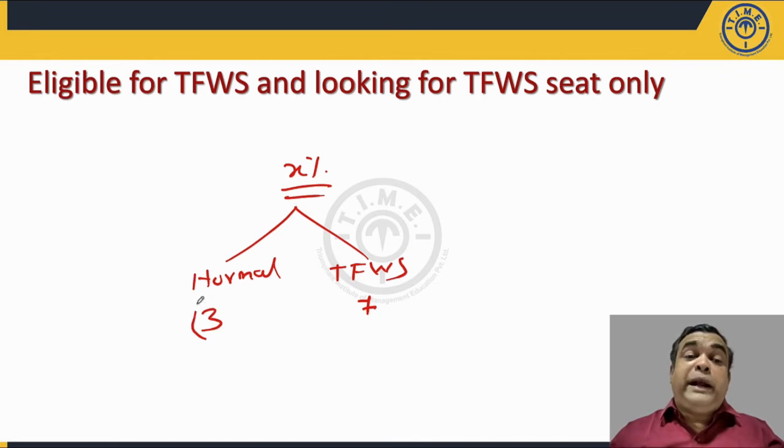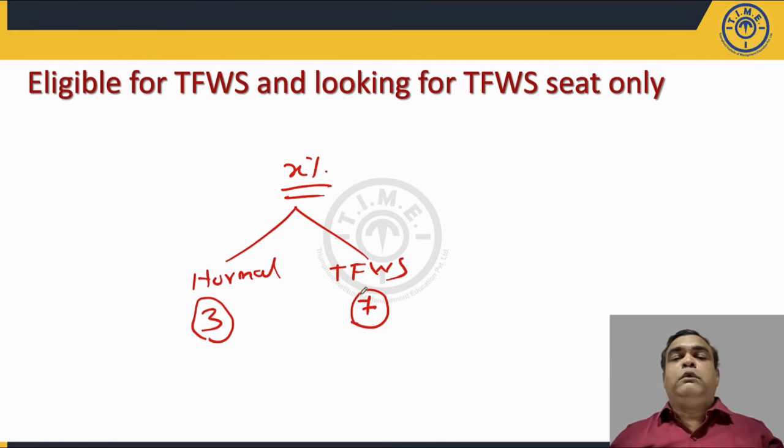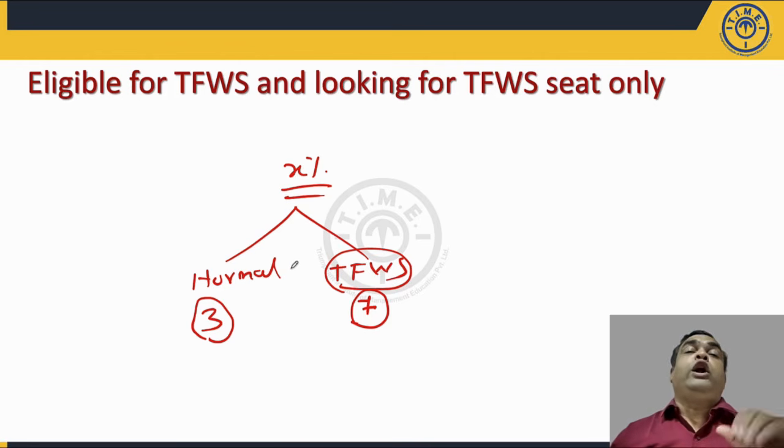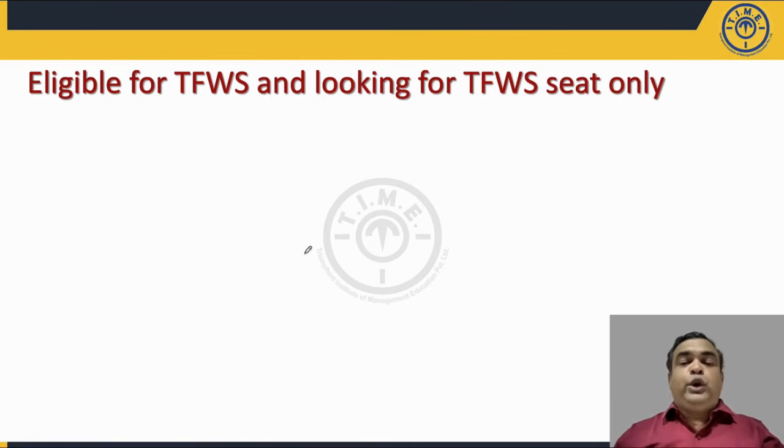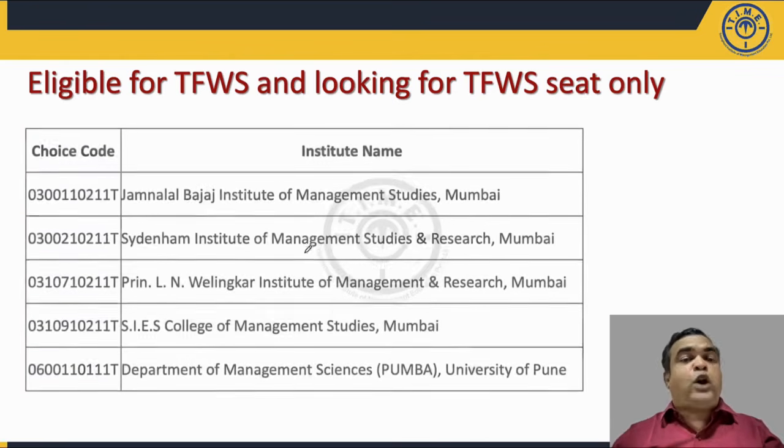Do you want to take a better college and let go of that tuition fee waiver part? Or do you want to take a lower rank college and just take the benefit of that tuition fee waiver part? Is that okay? So those who say, what college I get doesn't matter to me, what is important is the tuition fee waiver seats, then you have to choose the course accordingly.